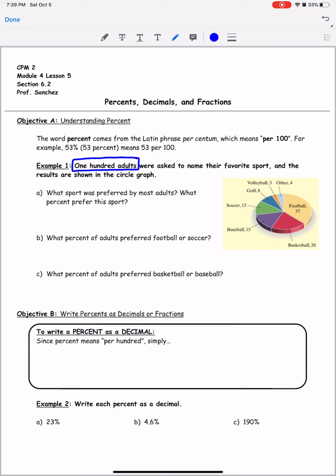So A says, what sport was preferred by most adults? It looks like football has the biggest chunk of that circle graph. So football. And then what percent preferred that sport? We got right here 37, which means that is 37%.